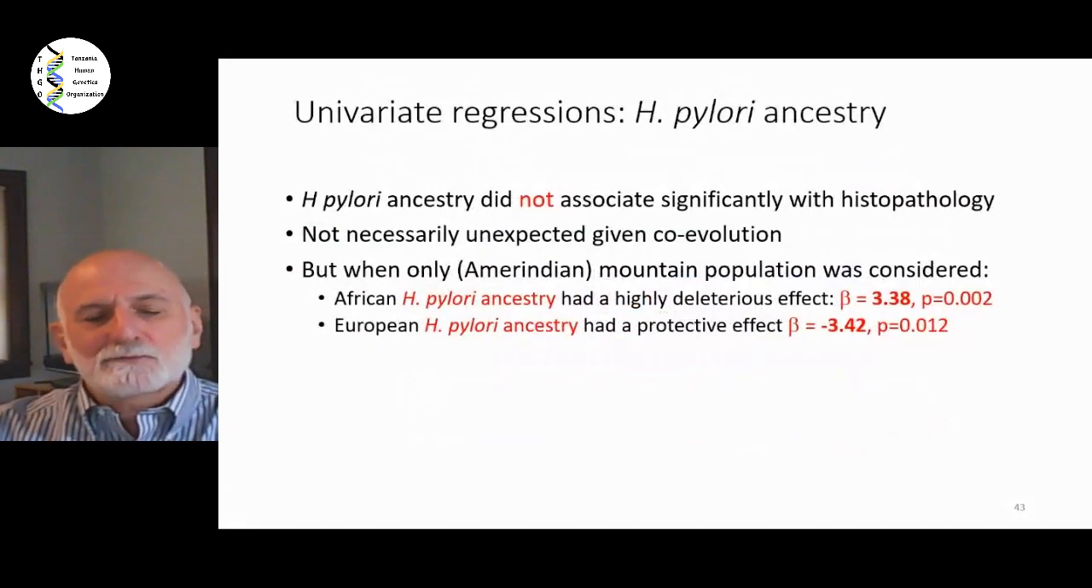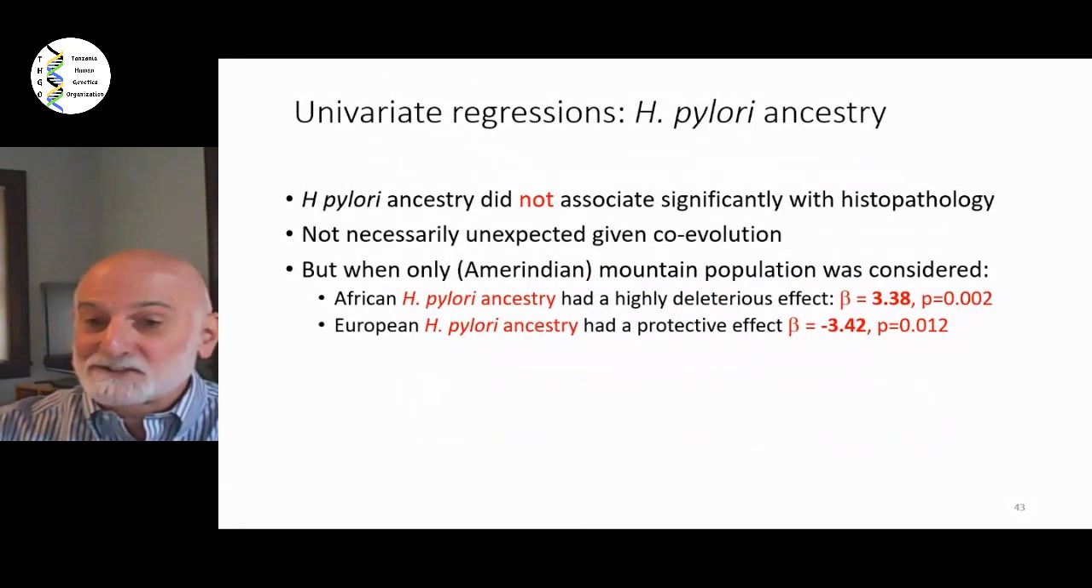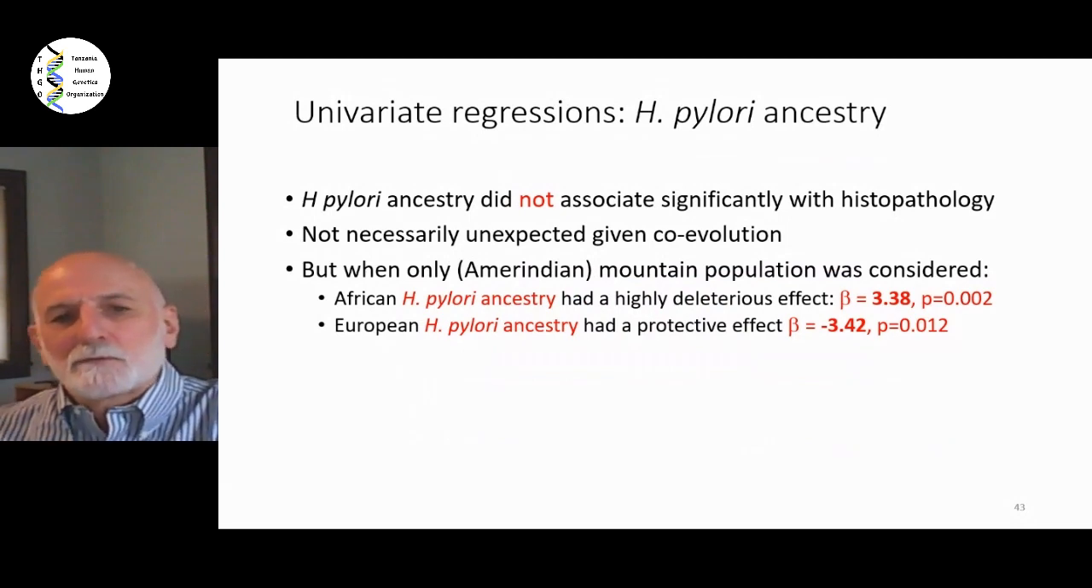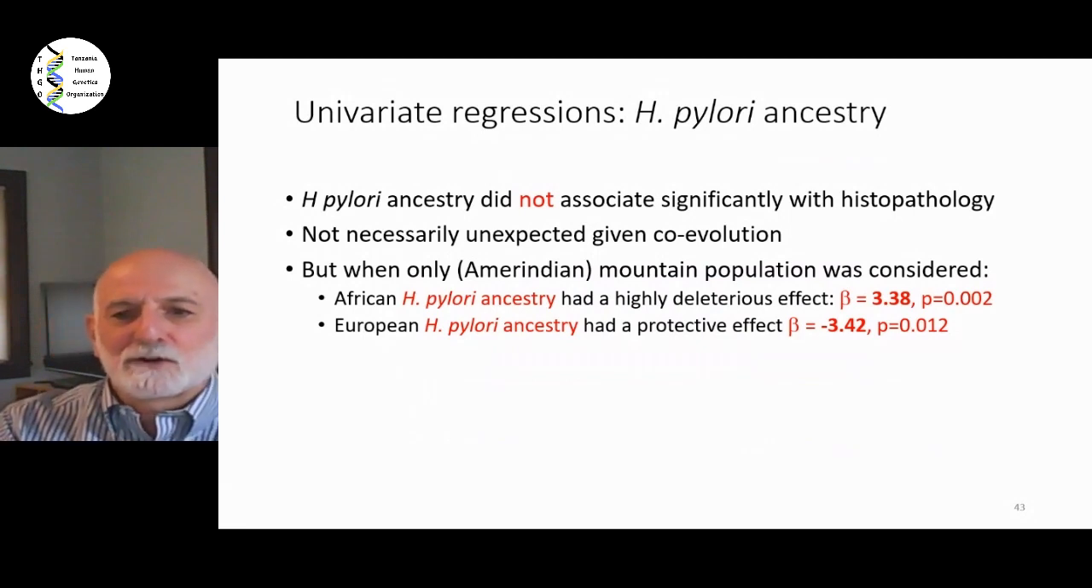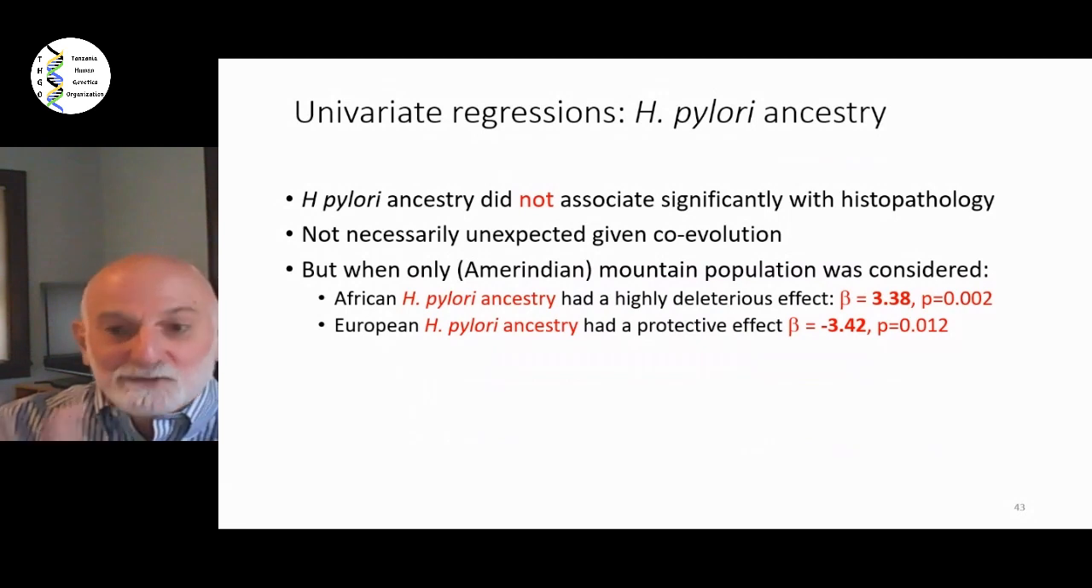So when we look at it, we found that the H. pylori ancestry in and of itself did not associate with histopathology. And this is not unexpected if there's a kind of coevolution. But when we looked only at the Amerindian population, we saw that the African H. pylori associated with a fairly substantial increase in severity, decrease in mildness of disease, whereas the European ancestry H. pylori had a milder disease.